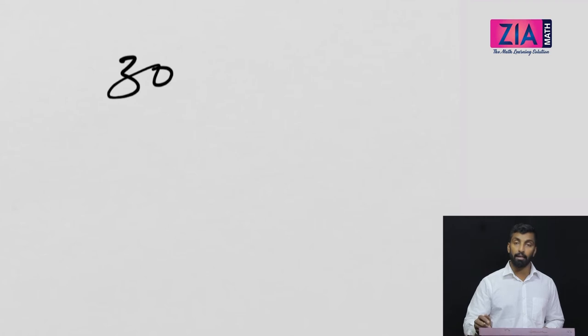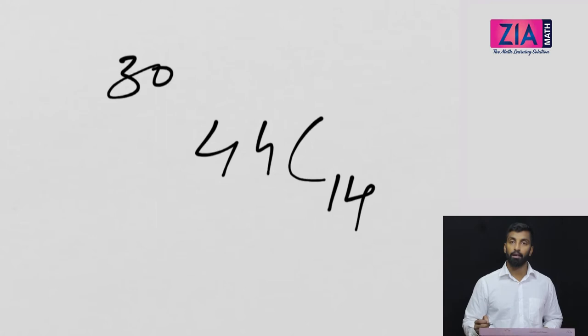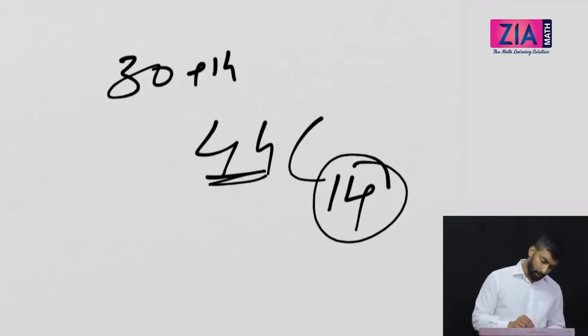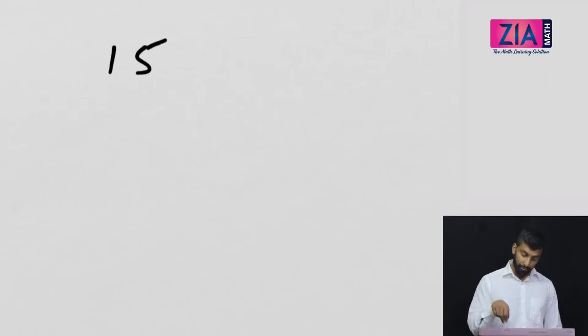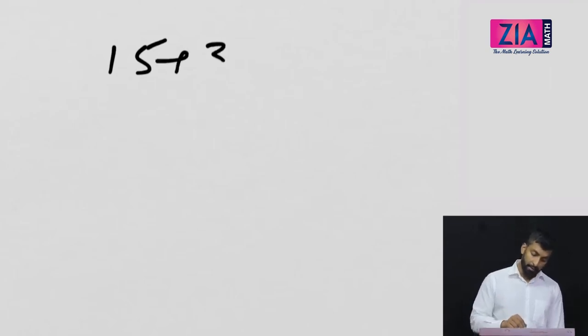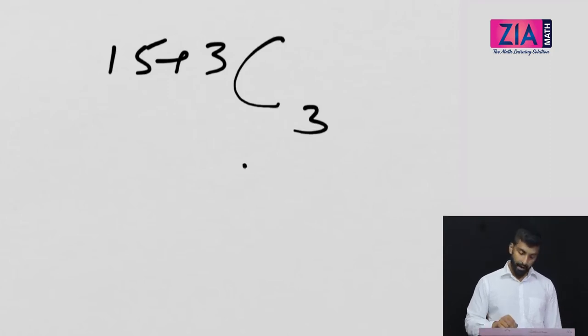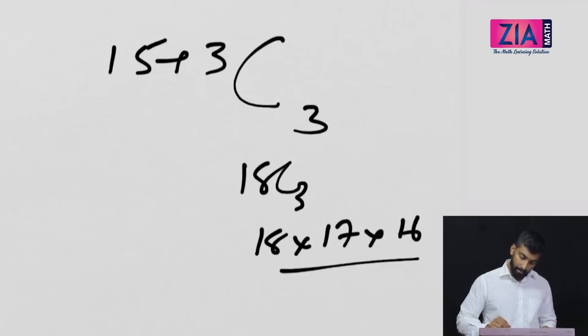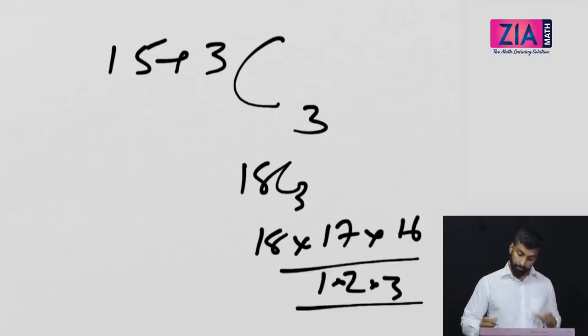So it's just a matter of knowing how many chocolates are there. I have 30 chocolates. I have 15 people, right? So how many pluses are required? 14 pluses. So that is nothing but 44C14. Why 44? 30 plus 14, right? So you just need to know the right hand side, that means how many similar items are there. So if I have 15 similar chocolates and 4 people, so 15 plus 3, 18C3. 18C3 is the answer. How will you write 18C3? 18 into 17 into 16 divided by 1 into 2 into 3. You get the answer.